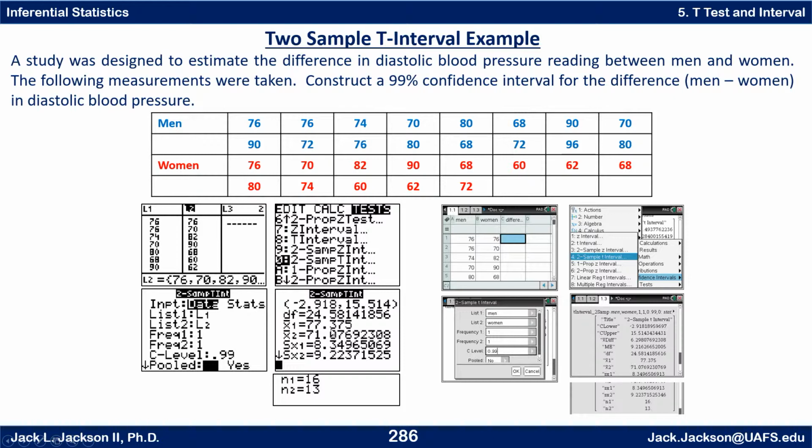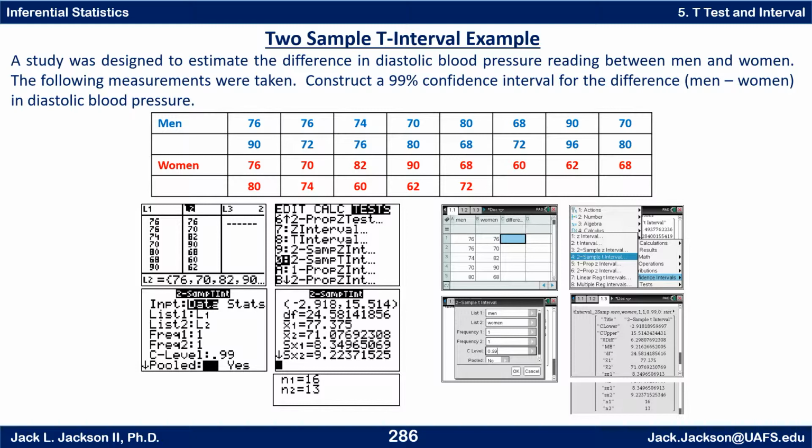So it says the mean of the men was 77.375 in diastolic blood pressure with a standard deviation of about 8.35 from our sample of size 16. For our sample of size 13 women, we got a mean blood pressure of 71.1, let's say, and a standard deviation of about 9.2. But most importantly, it returns the actual confidence interval for us. It does the whole thing, and we don't have to do hardly anything. Just know that this is the right one to do. Type in our data, press a couple buttons, and we got it.